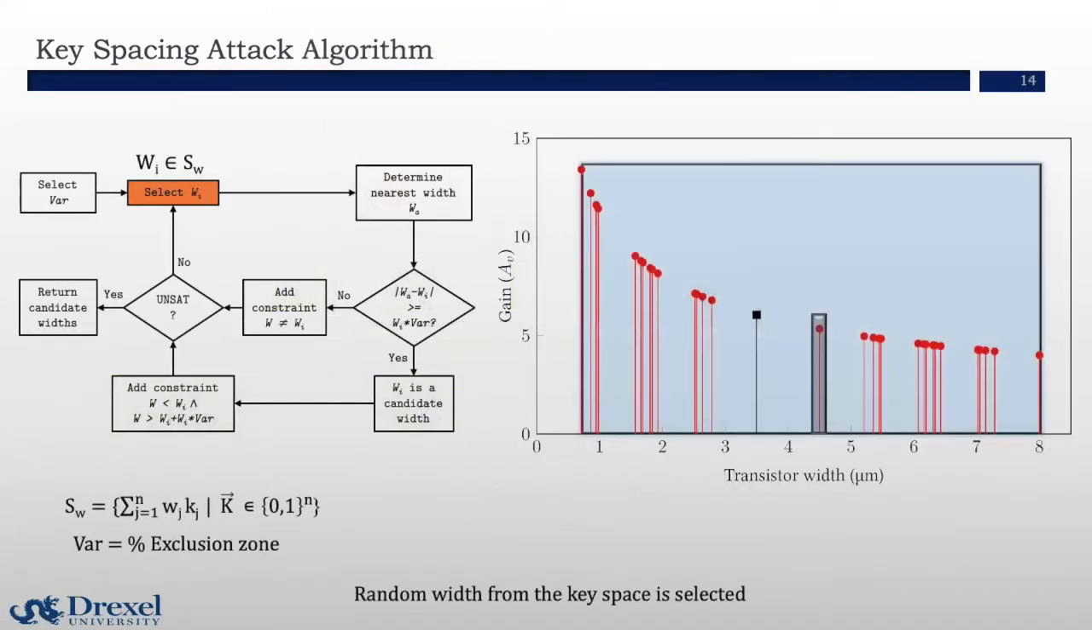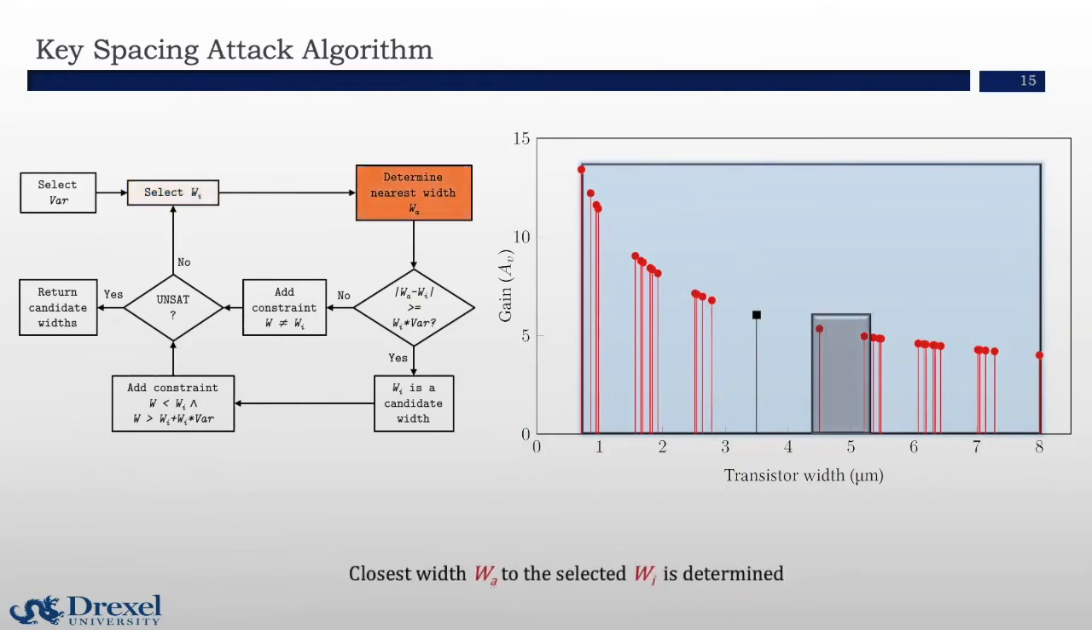Before the start of the algorithm, the user provides an exclusion zone, which is a guessed value of the expected exclusion zone around the target width. So the algorithm starts by picking a random width Wi from the set SW. In the next stage, it calculates another width WA, that is the next nearest width from Wi.